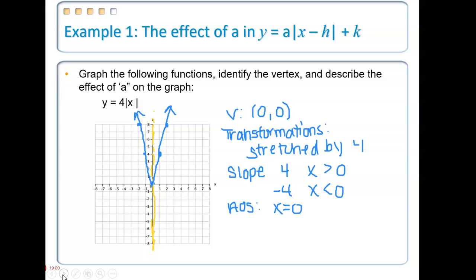You can see how this graph is much more narrow than the regular absolute value. The original absolute value would look like this. In black, that's the parent function. So you can see how the blue graph is narrow or stretched upwards.